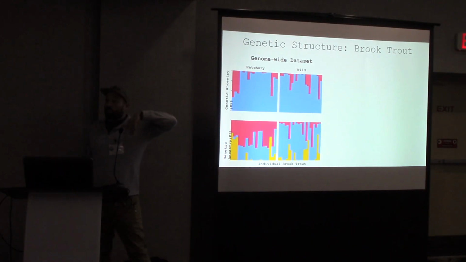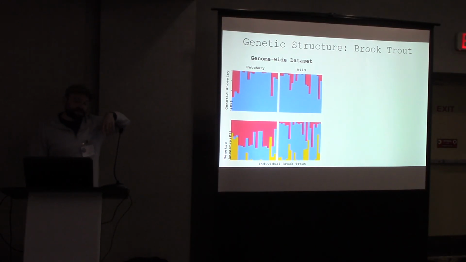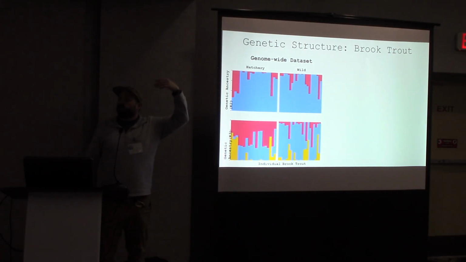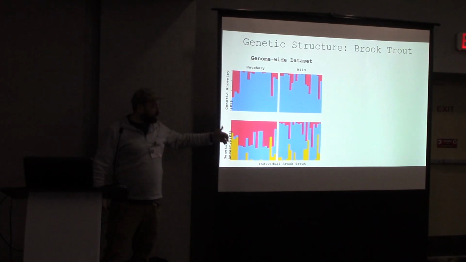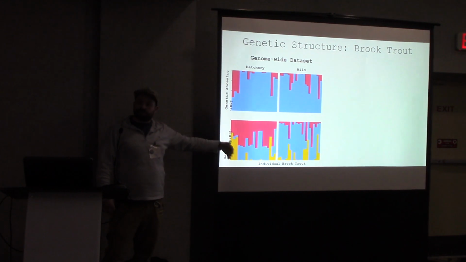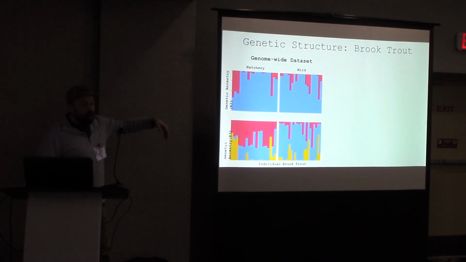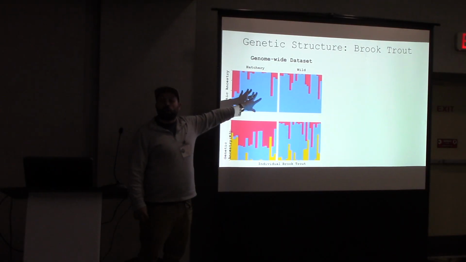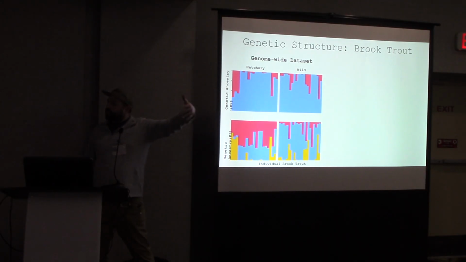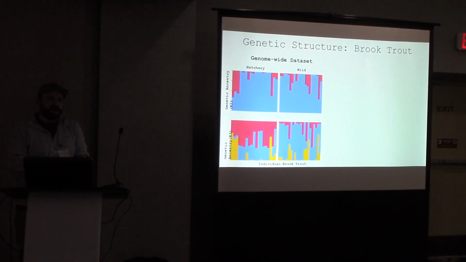And then on the right, we'll pull up the ancestry informative marker data set. We run this with an arbitrary number of genetic populations, K. We have K2, we have K3. So 2 genetic populations, 3 genetic populations, right? So here we have brook trout, genome-wide data set, K2, no big split, right? Which isn't entirely surprising because they are the same species from the same area.